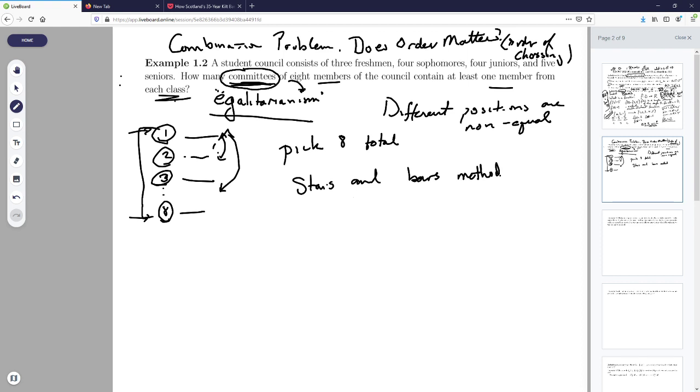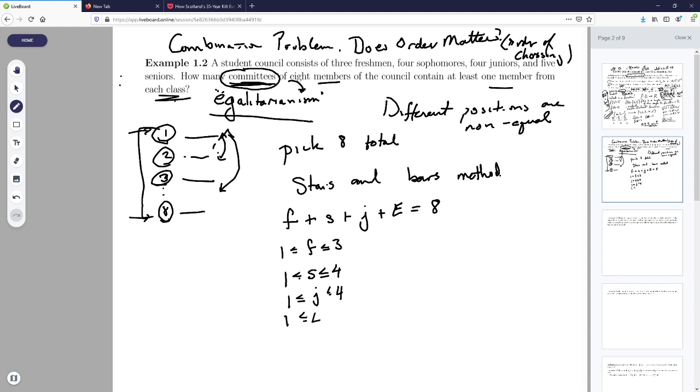What we really need is freshmen plus sophomores plus juniors plus, let's call it seniors, say E, has to be equal to 8. And what we know is that 1 is less than or equal to F is less than or equal to 3. 1 is less than or equal to S is less than or equal to 4. 1 is less than or equal to J is less than or equal to 4. And 1 is less than or equal to E is less than or equal to 5.